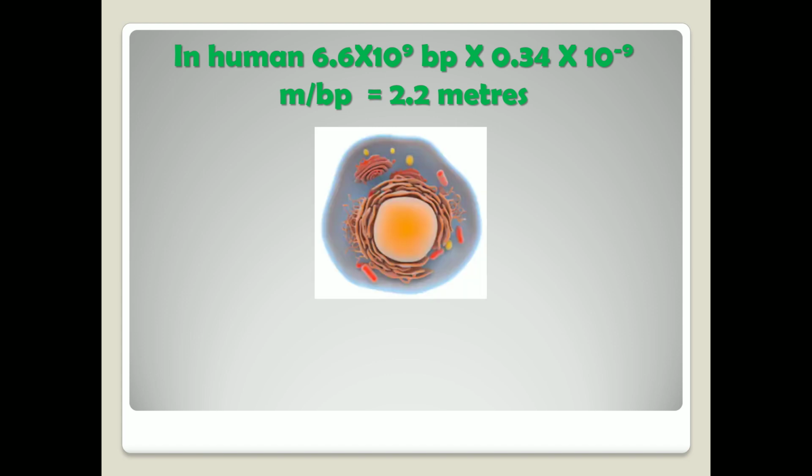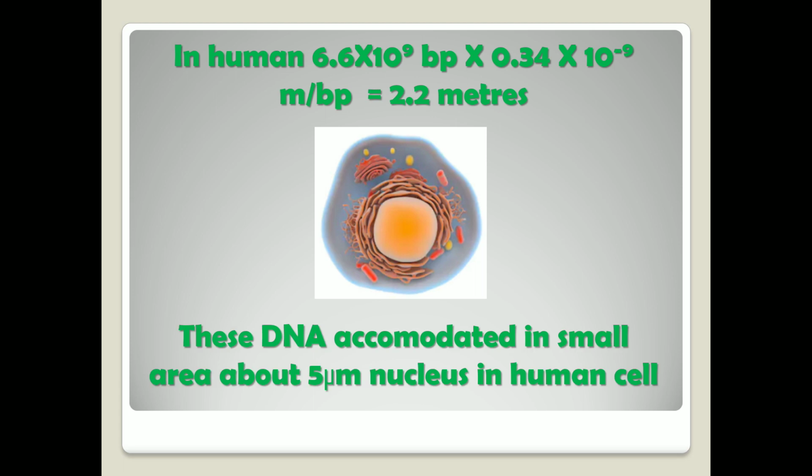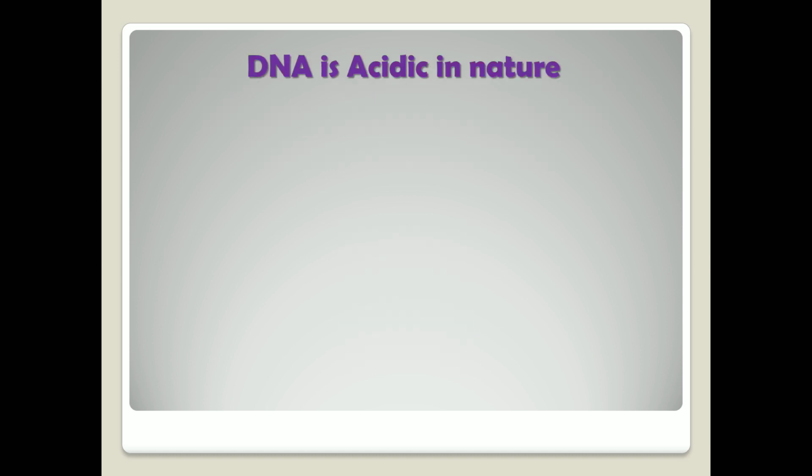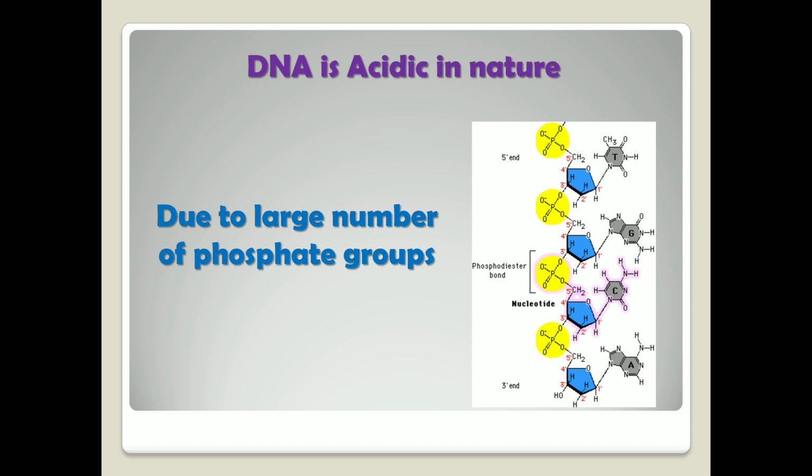This long DNA is also packed inside the minute nucleus. It is accommodated in a small area of about 5 microns in the nucleus of a human cell. This compact arrangement is possible because of a packing mechanism, or compaction, between the long DNA and some proteins. Generally, DNA is acidic in nature. This acidic nature is possible because of the large number of phosphate groups present in the DNA structure.